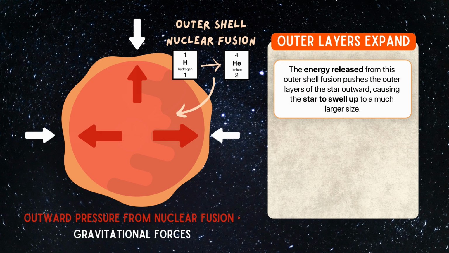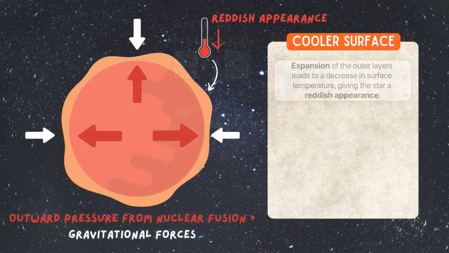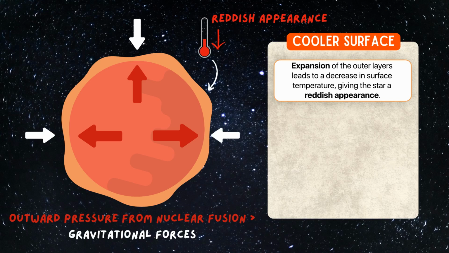Following this, the energy released from this outer shell fusion pushes the outer layers of the star outward. This leads to the star swelling up to a size many times greater than its original size. This expansion of the outer layers leads to a decrease in surface temperature, giving the star a reddish appearance. This is why this stage is referred to as the red giant phase.